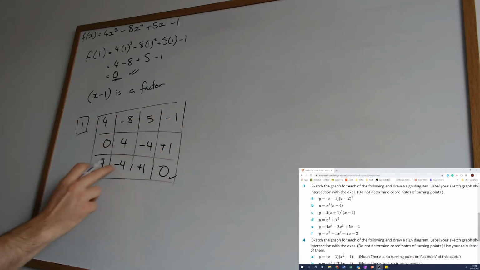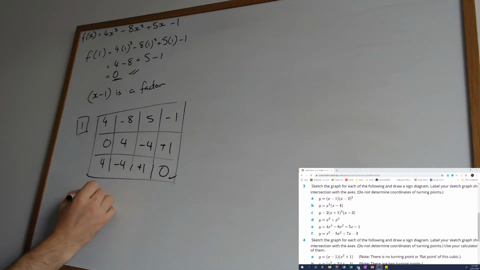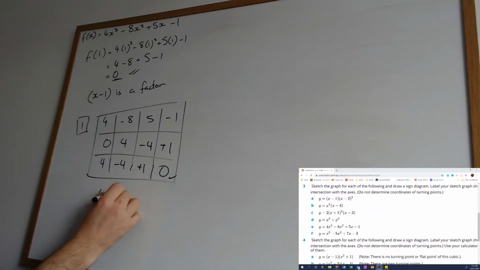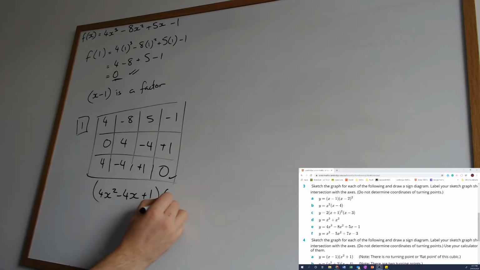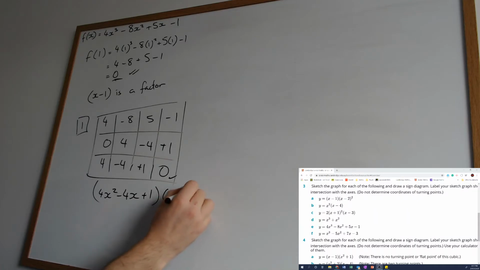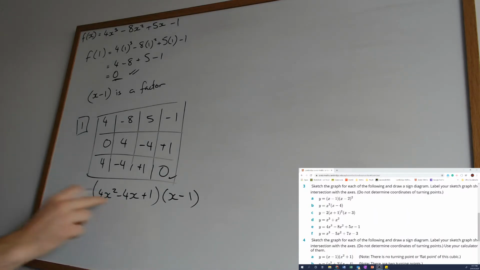So these boxes here are the coefficients when we factorise here. So I could write this as 4x squared minus 4x plus 1, and all of that times x minus 1 would equal what we started with, 4x cubed minus 8x squared plus 5x minus 1. So now we need to factorise this.